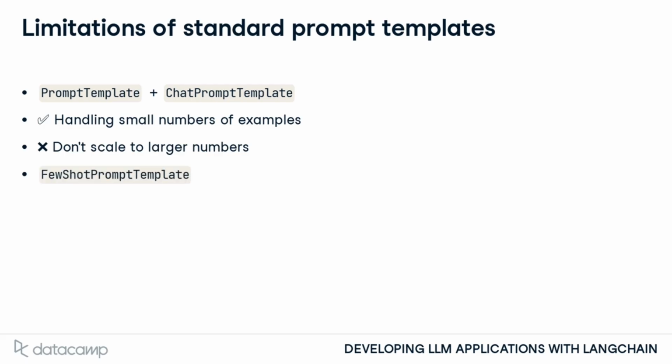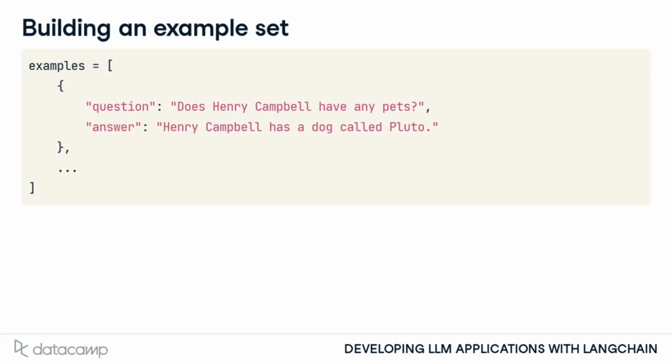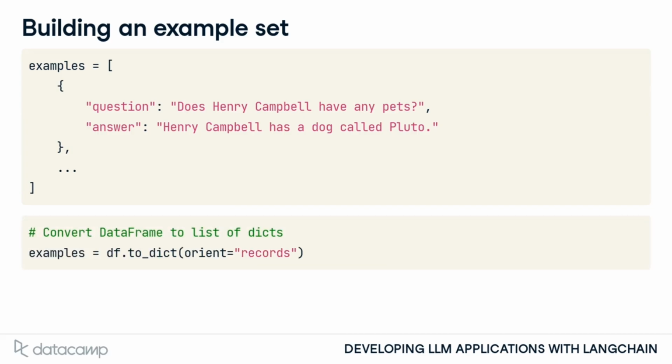The FewShotPromptTemplate class allows us to convert datasets like these into prompt templates to provide more context to the model. Let's say we have a list of dictionaries containing questions and answers. If we have another data structure, like a pandas DataFrame, there's usually a simple transformation to get to this point, like the to_dict method in this case.